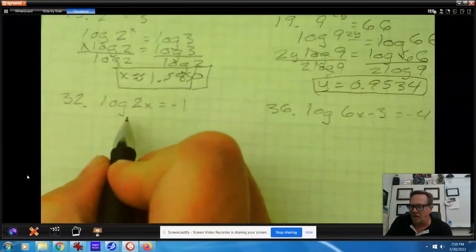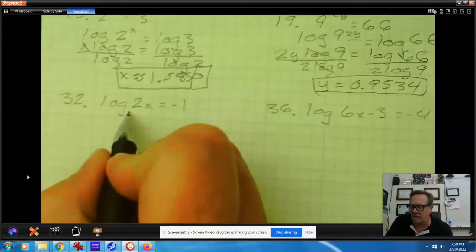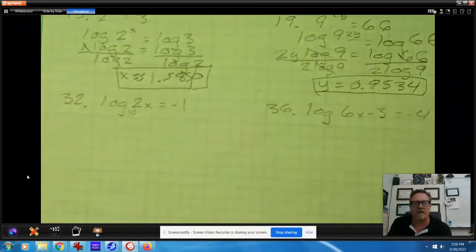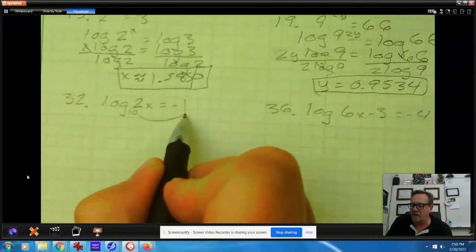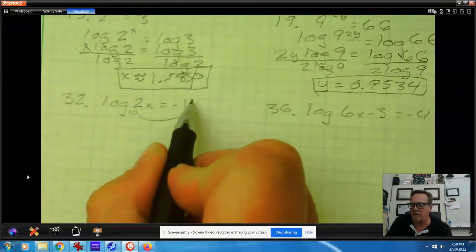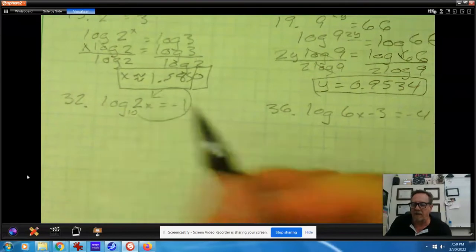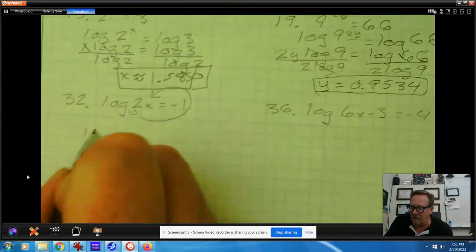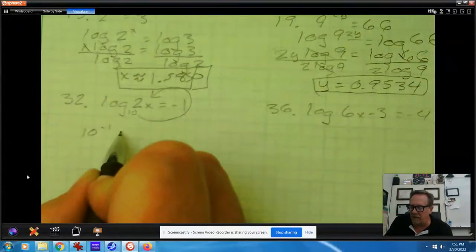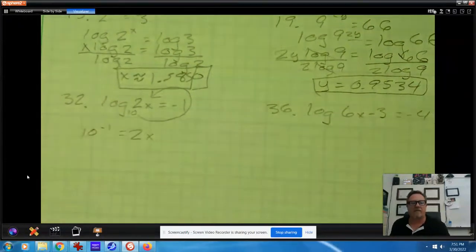This says log, and when there's no base given, we understand that it's log base 10, right? And remember the fishhook? We can take the base, raise it to the number over here as a power, and what we get from that is this. So if we did that, we're going to get 10 to the negative 1 is equal to 2x.